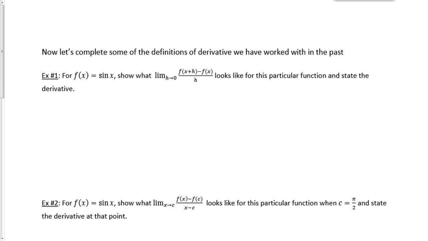So here what we're doing is we're connecting our new information with the old information that we have already done, and we did this with the power rule. So for example 1, if I have f of x is sine of x, and then we're going to show what this limit looks like, which is the definition of derivative.